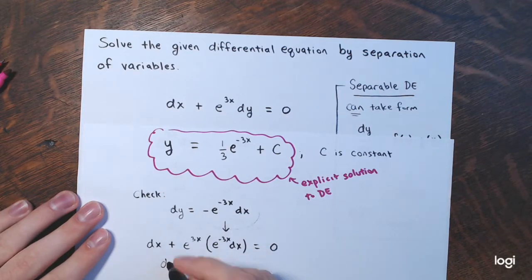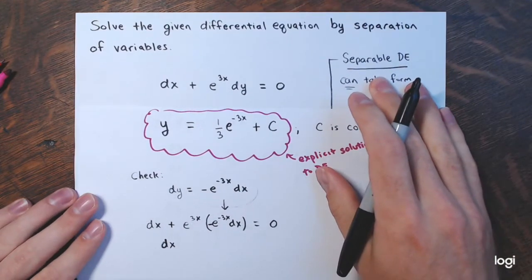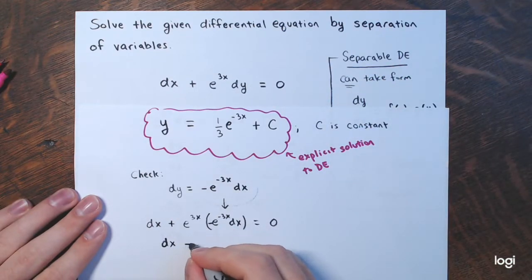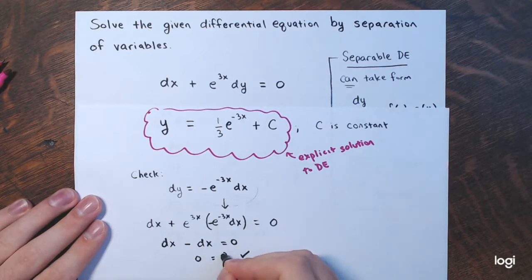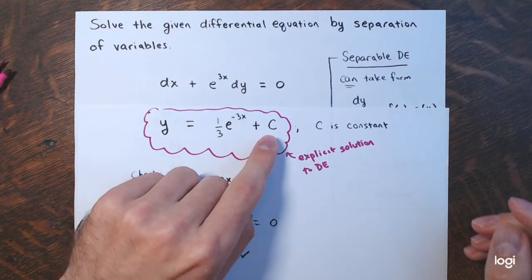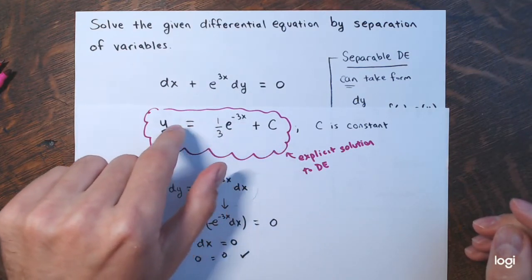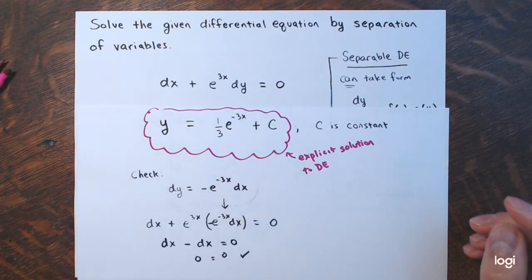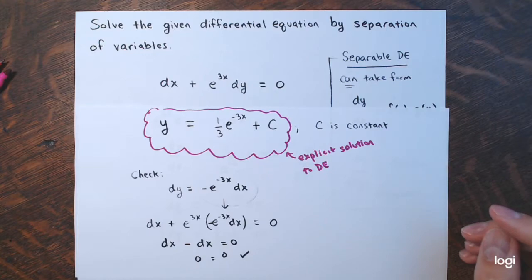Well, indeed it is, right? You have dx, oops, I put a minus there, right? Forgot the minus. We have dx, and then e to the 3x times e to the negative 3x would be e to the 0, which is 1, but then you get the minus here, so we have dx minus dx equals 0, 0 equals 0. Check. All right, that's true. So this one-parameter family of solutions here, they are solutions of this differential equation. They do satisfy it.